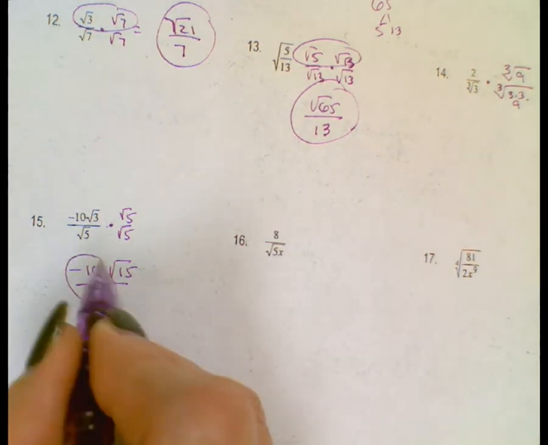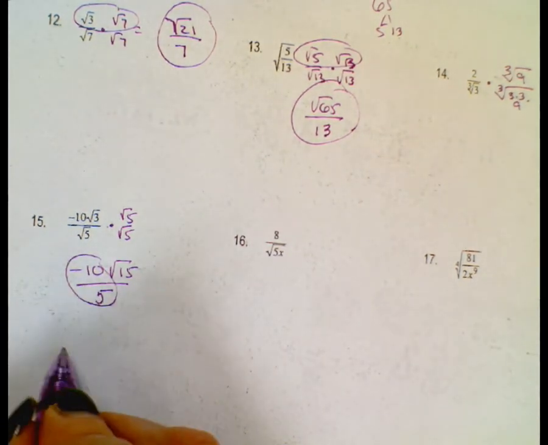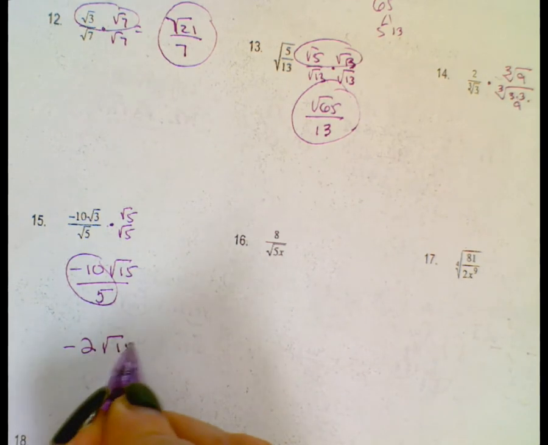Then, because these are both on the outside, you can reduce. 5 goes into negative 10 negative 2 times. So this is your answer.